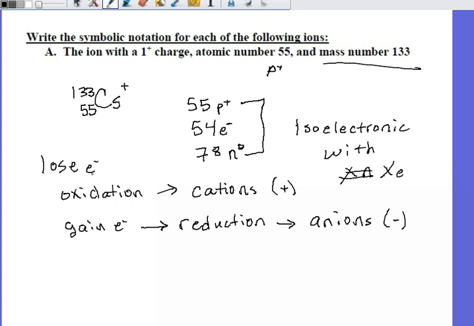So losing electrons is oxidation. So this cesium atom was oxidized. It lost its one electron, and it still has its 55 protons in its nucleus, but it only has 54 electrons now. But that's okay because it looks like xenon as far as electrons go. So this is kind of a process of stabilizing the cesium atom for it to become an ion.